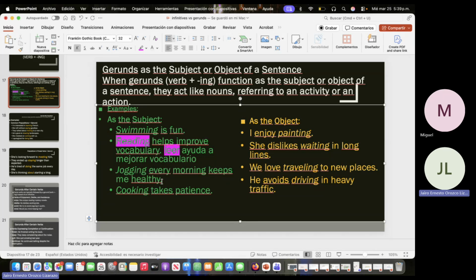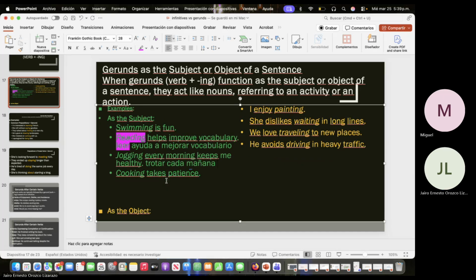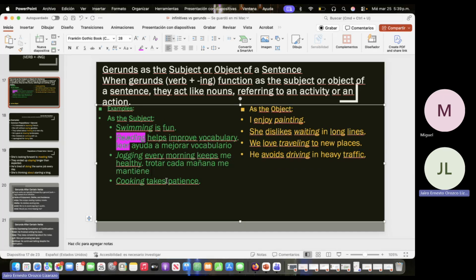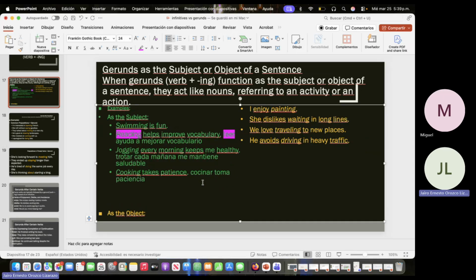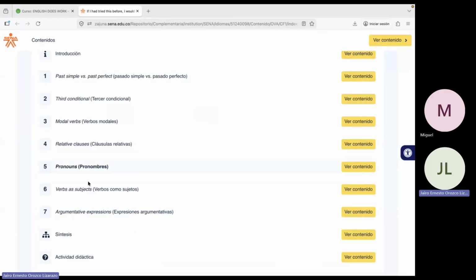Jogging every morning keeps me healthy. So jogging is trotar cada mañana me mantiene saludable. Cooking takes patience. Cooking takes patience means cocinar toma paciencia. So there are verbs as subject. Okay, verbs as subject.